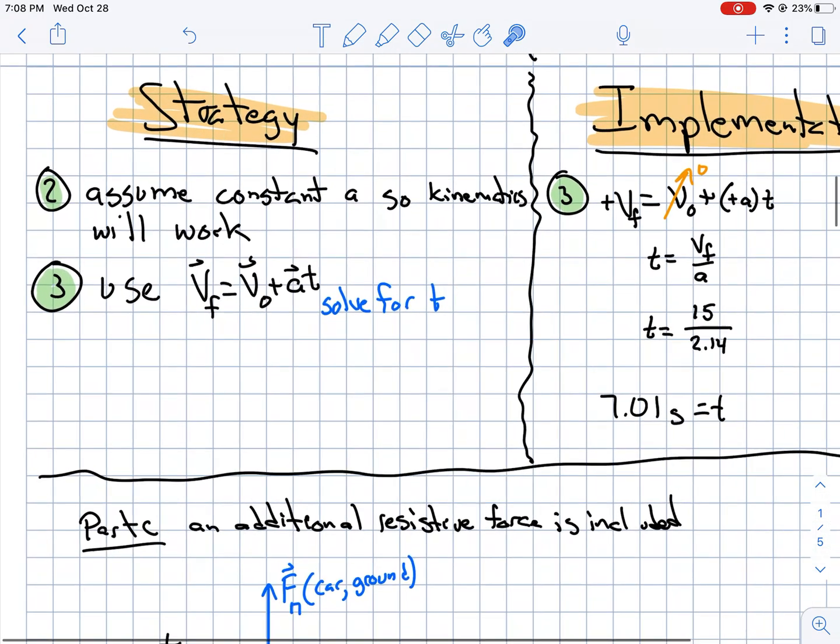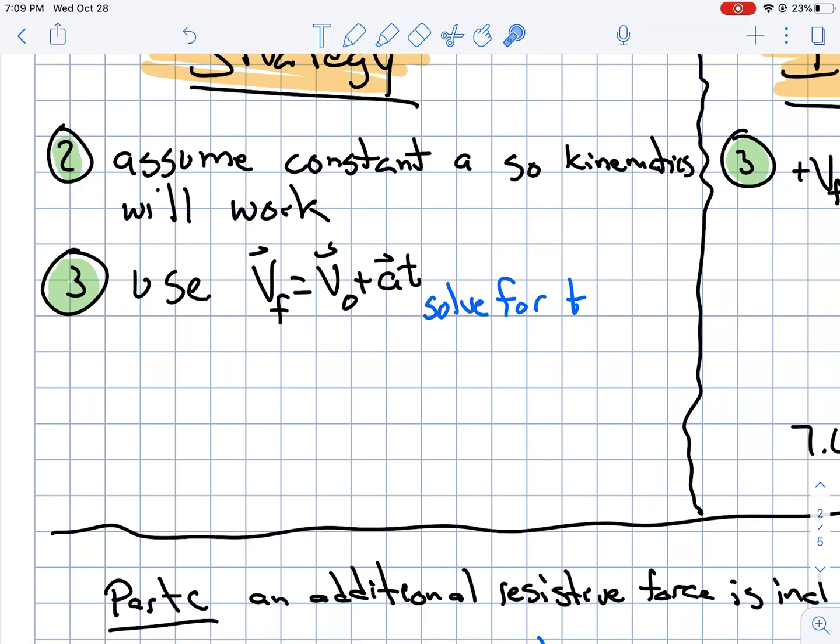Now, once we know this, part A of our problem is done. The assumption here is that the kinematics is going to take over at this point. Basically what we have is a constant acceleration. So what we're looking for is a kinematics equation that can use this constant acceleration to find the time. I think the best option here, considering that we know the final velocity, the initial velocity, and acceleration, is probably this equation right here.